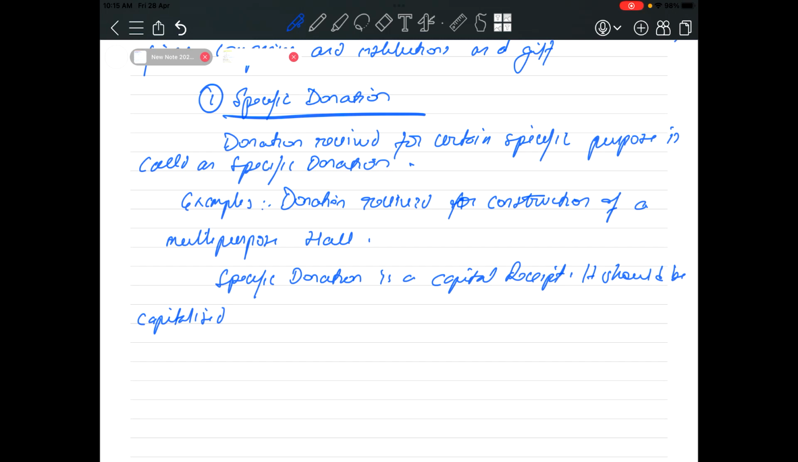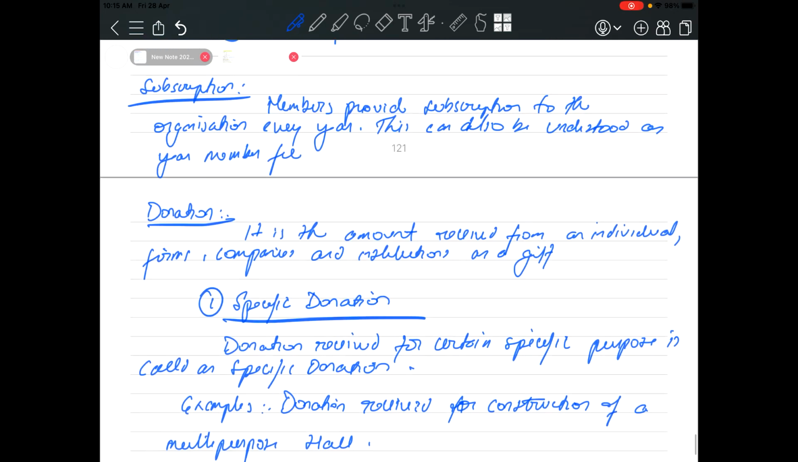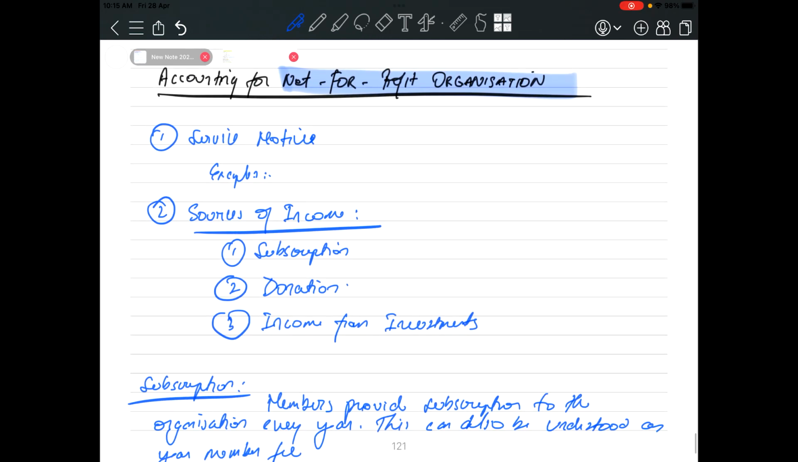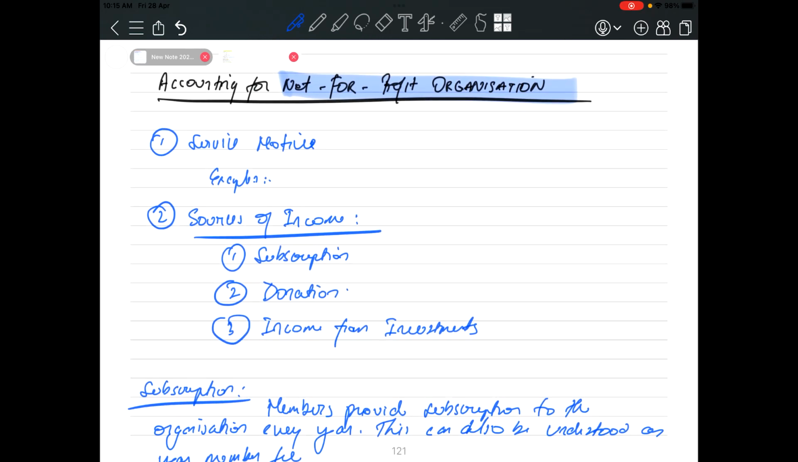Okay, and posted at the liability side of the balance sheet. Okay, of the balance sheet. Now you may say, wait, if you want you can note this down. Okay, you just pause the video and you note this down.